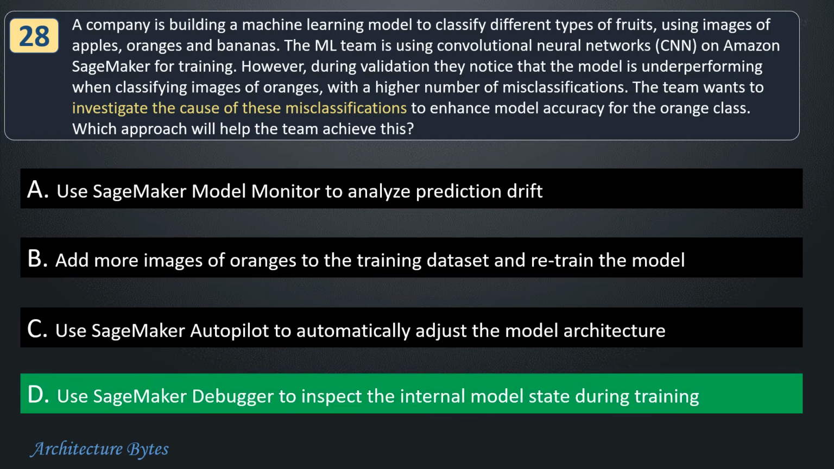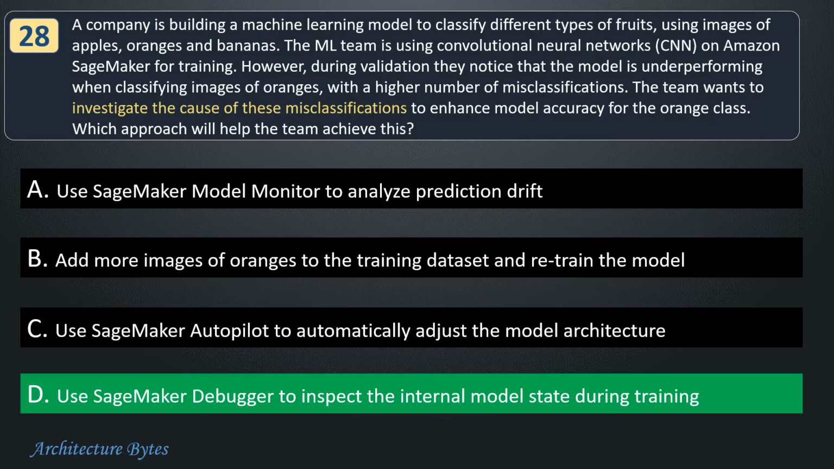So option D, use SageMaker Debugger to inspect the internal model state during training, is the right answer here. SageMaker Debugger provides visibility into the model's internal states such as tensors, gradients, and activations, allowing the machine learning team to detect issues like poor feature representation or vanishing gradients that could be causing the misclassification of oranges. This approach gives detailed insights into how the model is learning and why certain images are misclassified.